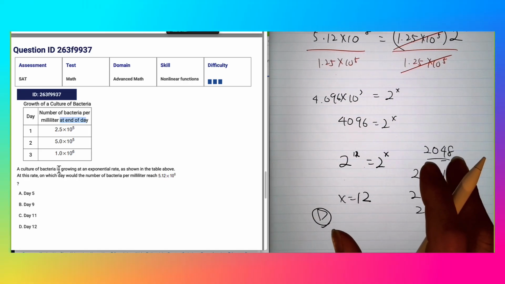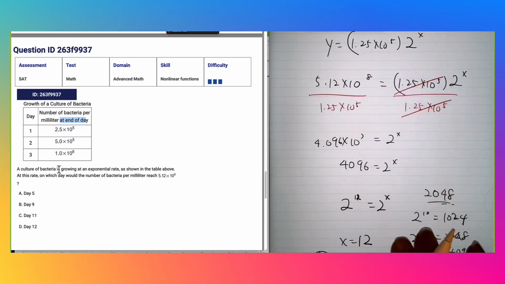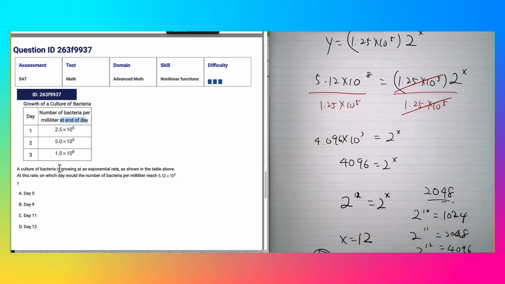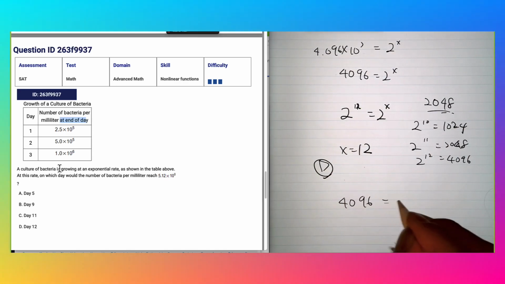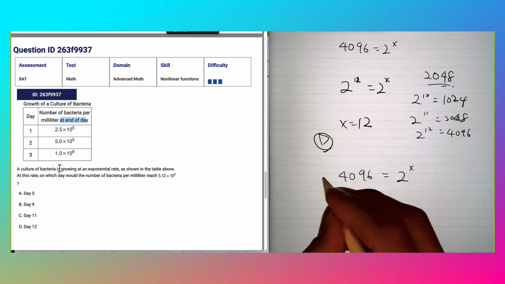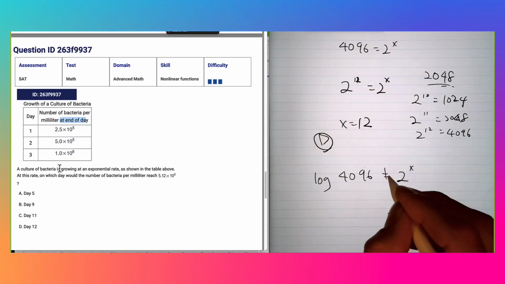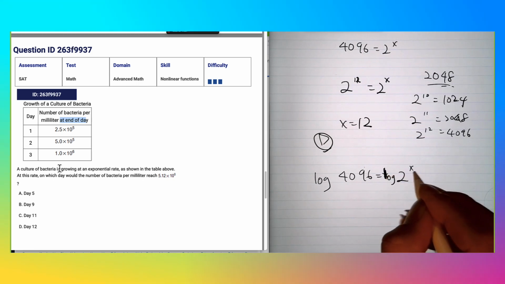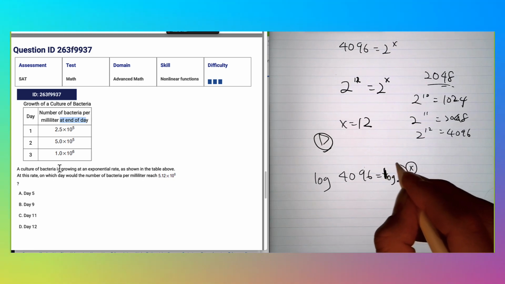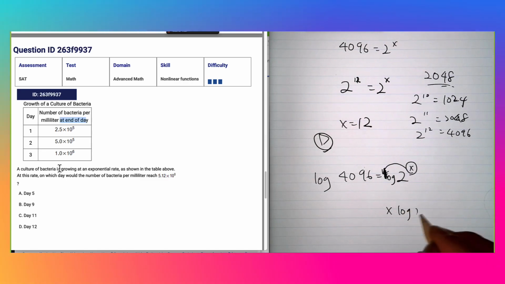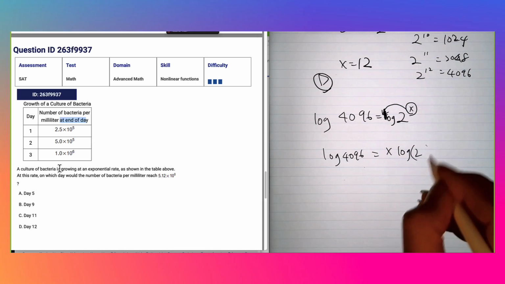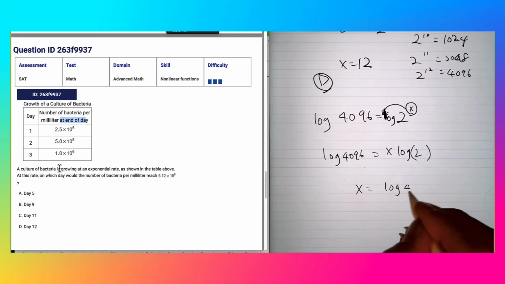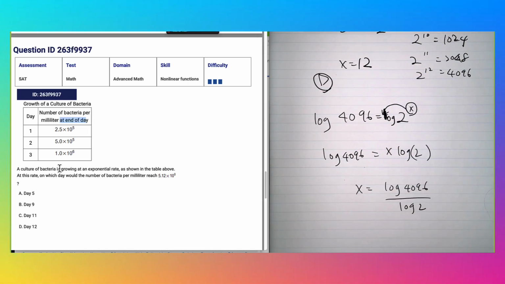Now, if you don't take that approach, you might have to put just natural log or log. Okay, you can just use log. And by using the power property of log, bring the x downward. And just divide by log of 2 on both sides. Then x equals log of 4096 divided by log of 2.